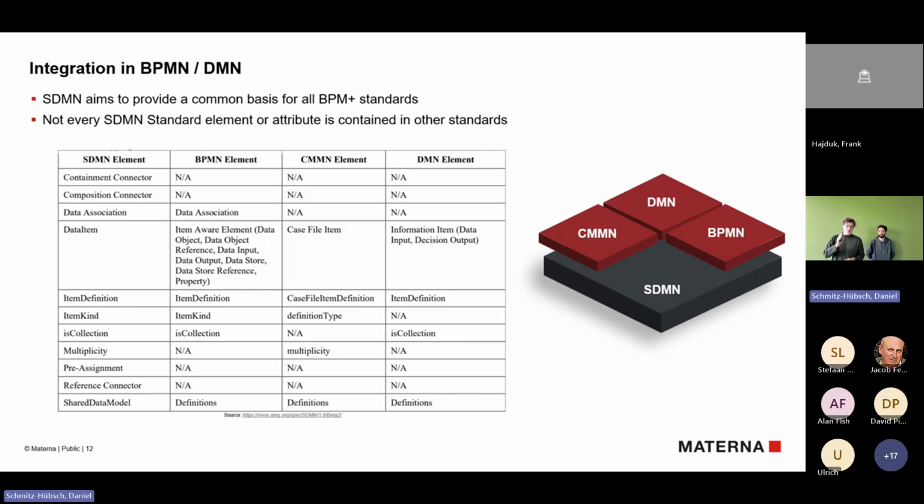We also see some things that are not in other standards, for example, the connectors: the containment connector, composition connector, and reference connector. They're not available in the other languages. They are only for SDMN. They are part of this data item diagram, which we saw before. So it means not every SDMN standard element or attribute is contained in the other standards. We just have a basis for everything in the SDMN standard itself.